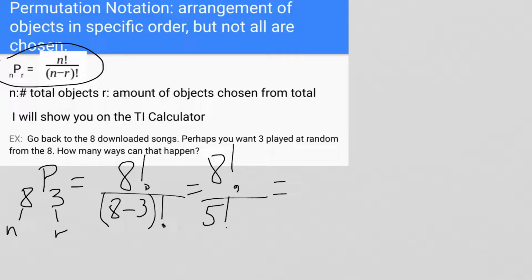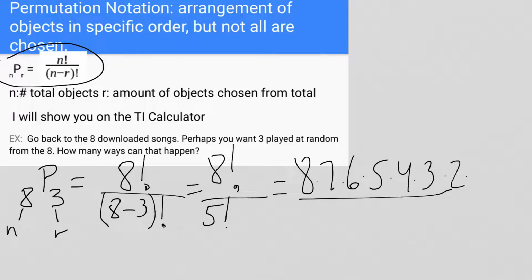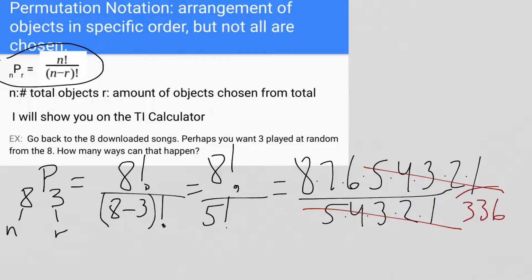And if I actually was to write it out with all my math, this is 8 times 7 times 6 times 5 times 4 times 3 times 2 times 1 divided by 5 times 4 times 3 times 2 times 1. All right, what cancels out, everybody, is the 5, 4, 3, 2, 1. And I'm left with 8 times 7 times 6, which is 336 possible ways to play the 3 at random from the 8.